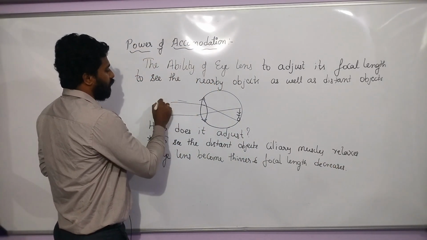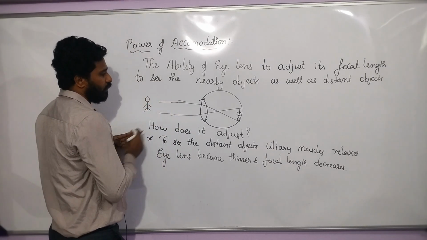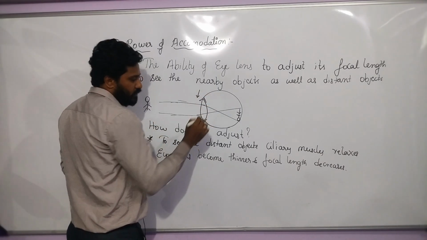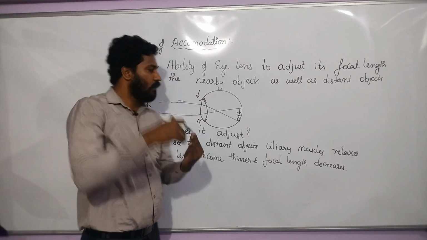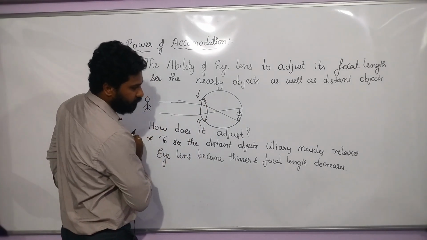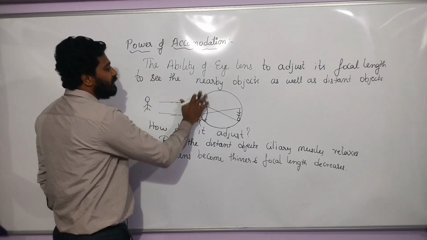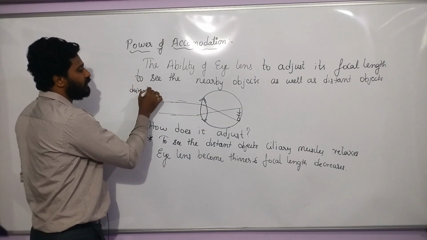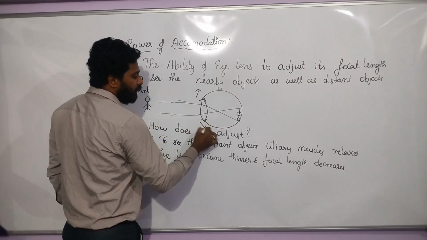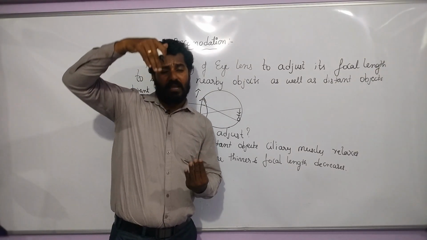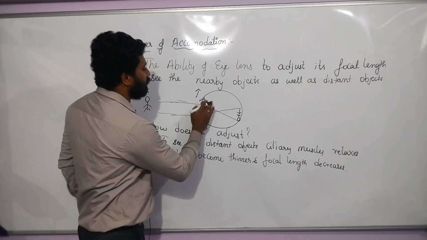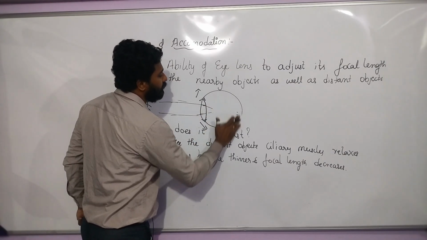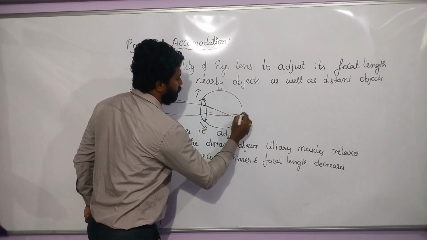For example, you are seeing a distant object here. These are the ciliary muscles. When you see the distant object, the ciliary muscles relax, they go outward, and the eye lens becomes thinner. Our focal length changes accordingly.